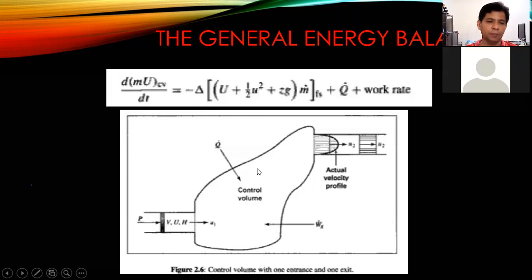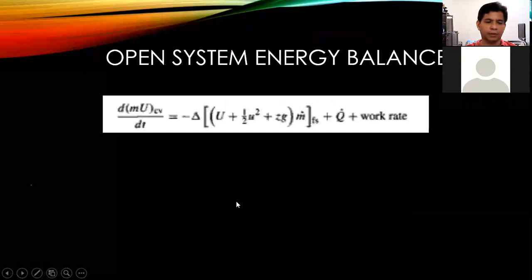Tapos yung mass ng control volume nagbabago din pag hindi steady state. So meron ding dU internal energy dt. Masisimplify naman to, huwag kayong mag-worry. So for example, nag-steady state, mawawala itong term na to. Tapos ang matitira na lamang itong 5. Okay. So this is the open system energy balance equation.